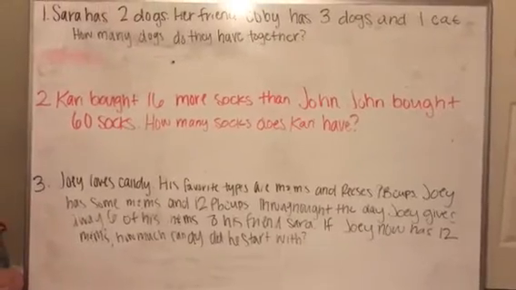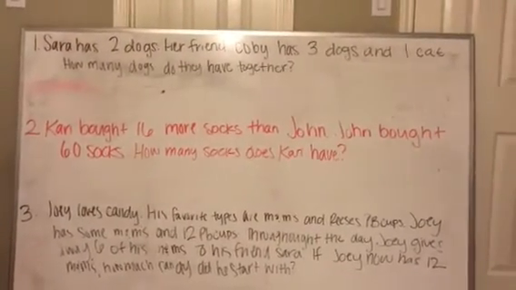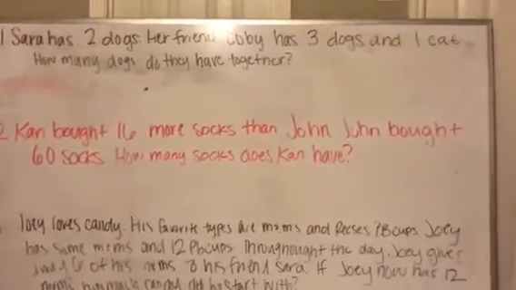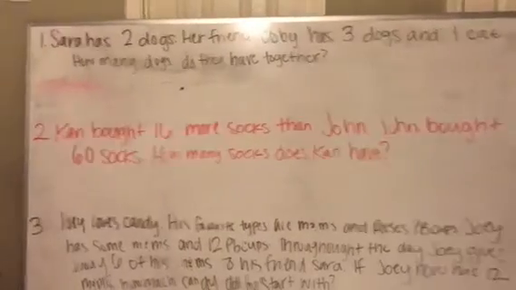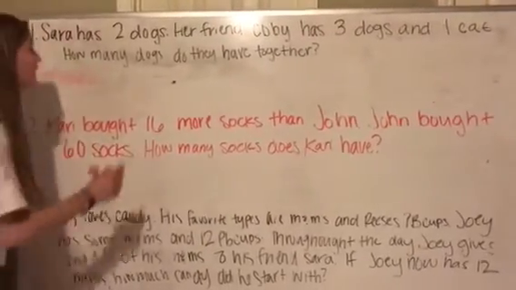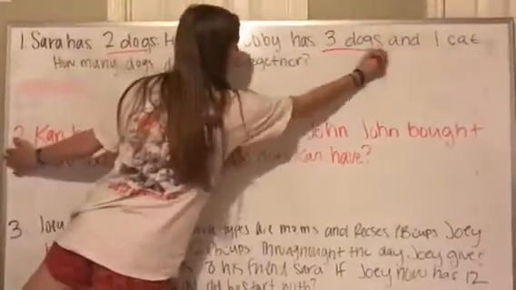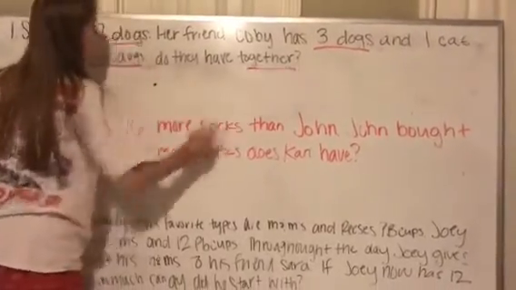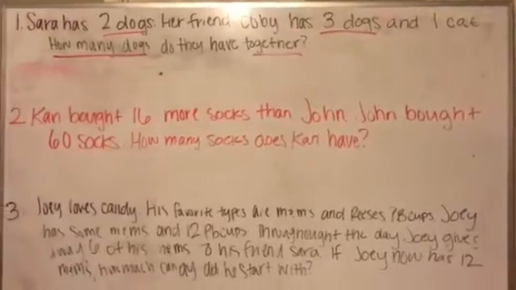The first question that we have is, Sarah has 2 dogs, her friend Kobe has 3 dogs and 1 cat. How many dogs do they have together? The best way to do this problem is to point out that Sarah has 2 dogs and Kobe has 3 dogs. And how many dogs do they have together? This will symbolize that it is an addition problem.